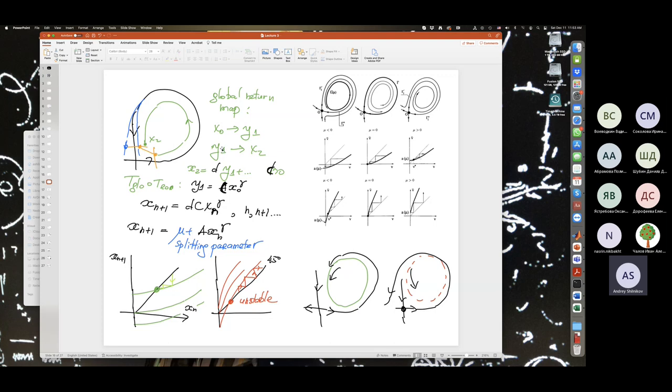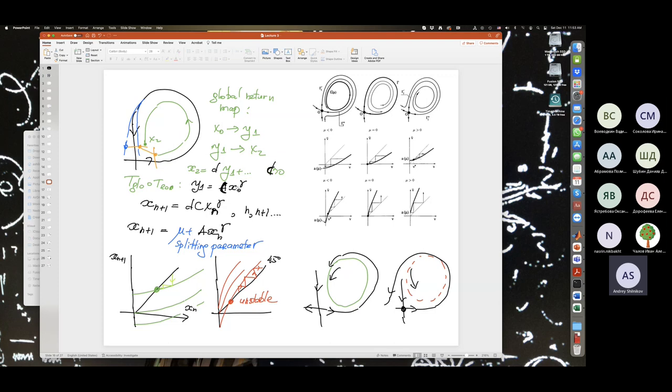And then you can see the linear map, x2 equals d y1 plus dots, where d is some positive constant. The reason it's positive is that if it's negative, then this green orbit will flip over and land over here, and it would cross the Hamiltonian orbit, which is impossible in the plane. So by the geometry of the plane, that constant d should be positive.